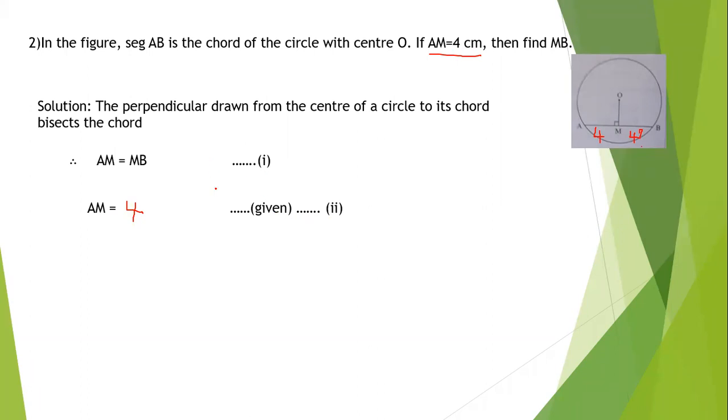Now look at 1 and 2, both. First, we have written AM and MB are equal. And then we have written AM is 4. If these two are equal and AM is 4, then MB will also be 4. So in the next line, we will write MB equal to 4. And since it is a final statement, we will write the unit also as centimeter. And the reason from 1 and 2. And put this answer in the box.